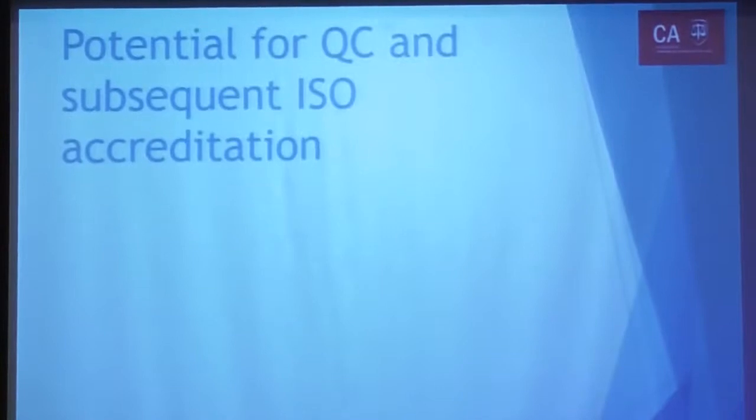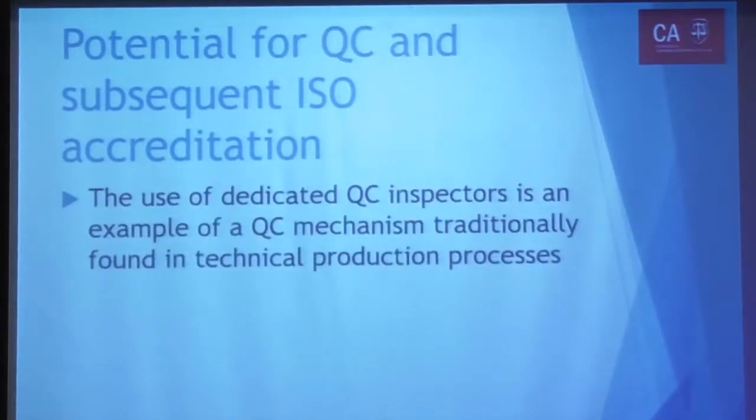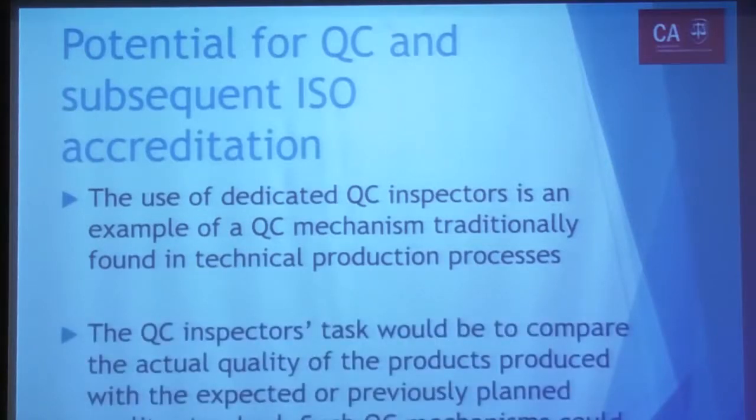So as I said, guys, we are not supposed to counter argue this. You should not say, no, it's not necessary to have quality inspectors. But we have to mention, if you had quality inspectors, how will the company benefit? First benefit is potential for quality control and subsequent ISO accreditation. By having quality supervisors, by having quality inspectors, that would facilitate quality control. The use of dedicated quality control inspectors is an example of a quality control mechanism traditionally found in a technical production process. This is a traditional practice.